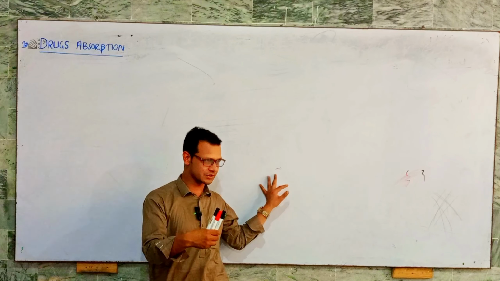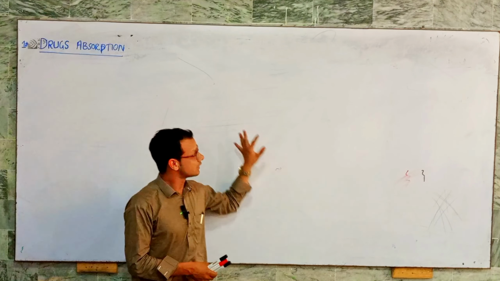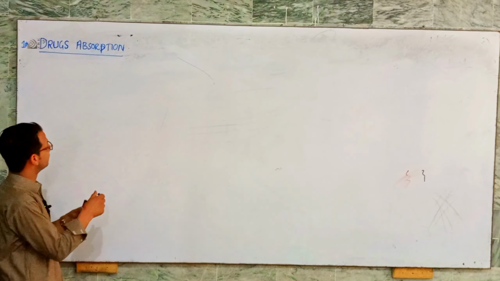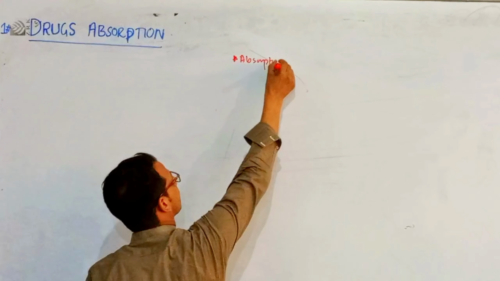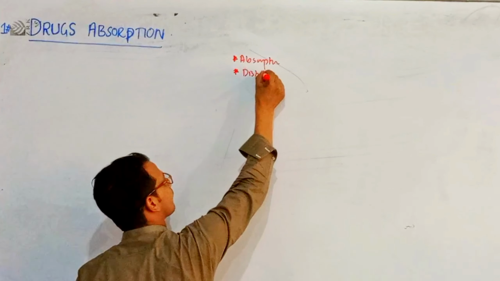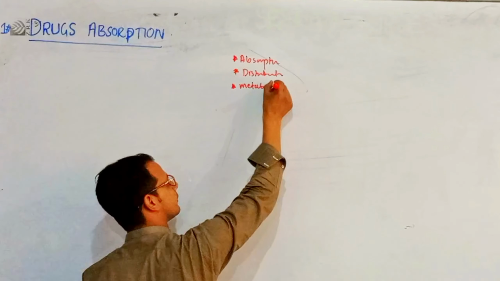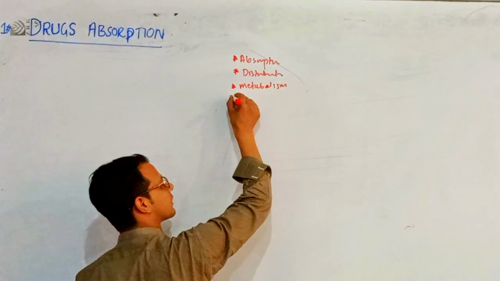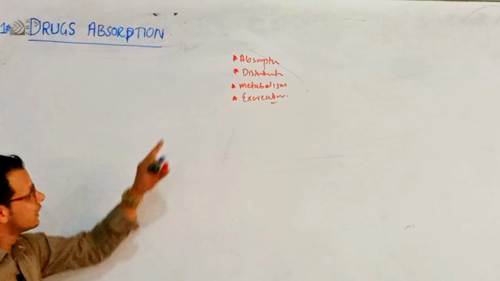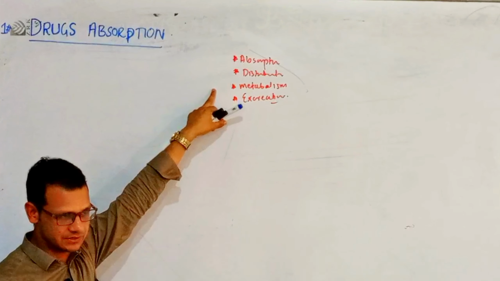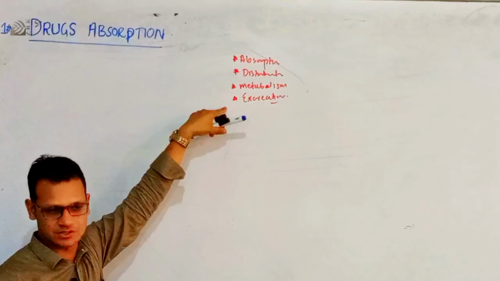And last, excretion is also the movement of drug out of the body. So the principles of pharmacokinetics are absorption, distribution, metabolism, which is also known as biotransformation, and last, it is excreted from the body. These are the principles of pharmacokinetics. It is according to your syllabus. Now we will discuss the principles one by one.